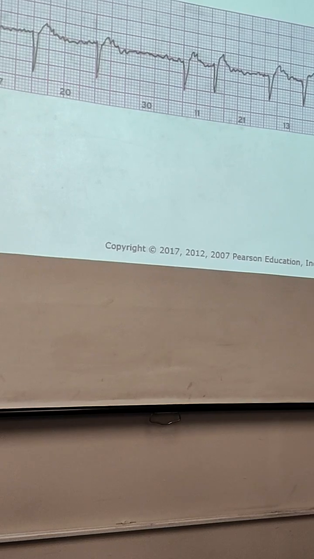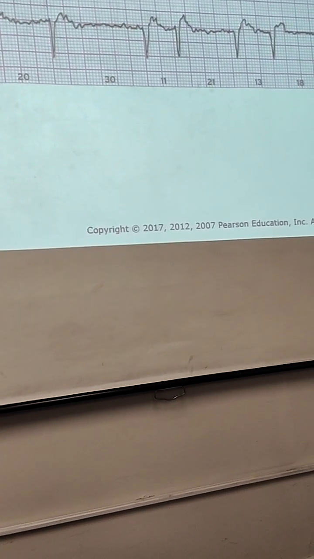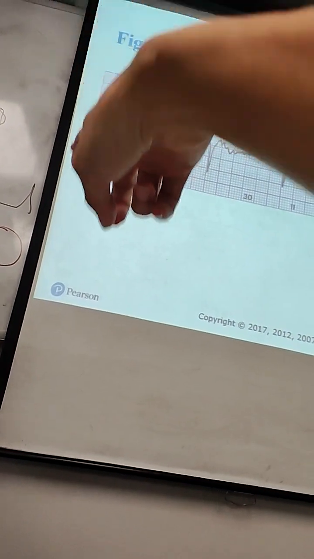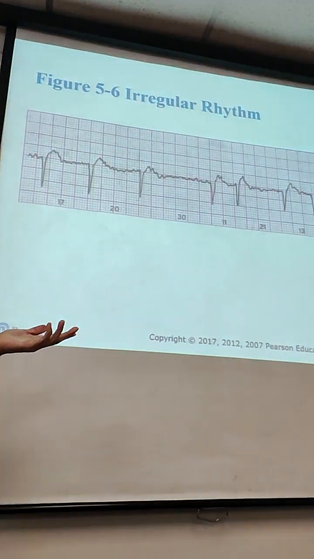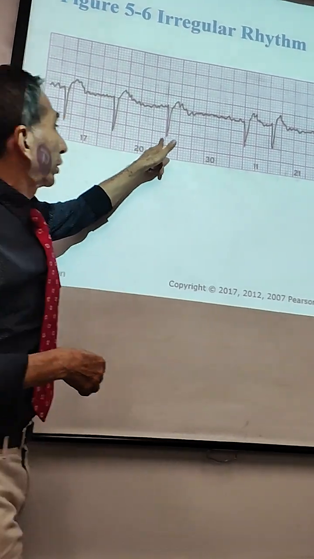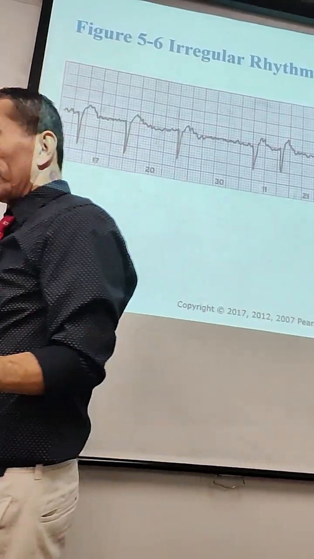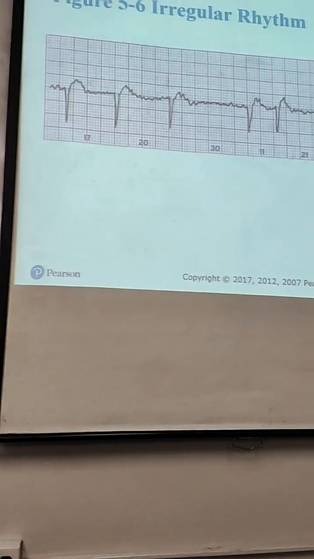So what is the heart rate of that EKG? 80? It's regular. Are we doing the six? This is the 6 method. What is the heart rate for this? Not the rhythm, the heart rate. 10, 20, 30, 40, 50, 60, 70, 80. 1, 2, 3, 4, 5, 6, 7, 8. 80. Wow.